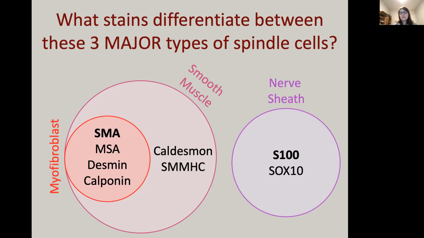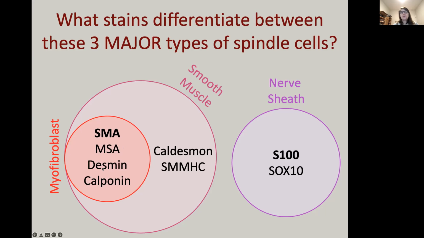So nerve sheath, of course, is generally going to be S100 and/or SOX10 as your starting markers. Smooth muscle and myofibroblast have overlapping immunoprofiles. So generally, I'll start with an SMA because that will catch both of them. And then, of course, you can go based on morphology and based on the presence of additional immunostains to help you. So even myofibroblasts can stain, don't forget, with desmin.